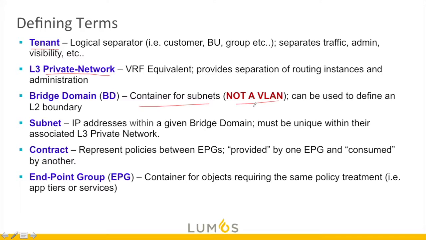Next up, we have contracts. These represent policy decisions between EPGs. A contract is provided by one EPG and consumed by the other. And this is how we pass traffic. If we have forwarding set to enforced in ACI, which is the default, then everything inside of an EPG can talk to each other unrestricted. So if I have multiple virtual machines or multiple hosts in a given EPG, they can talk to each other unrestricted. But everything outside of that EPG cannot talk in, and that EPG cannot talk out unless you explicitly provide a contract to allow it to do so.